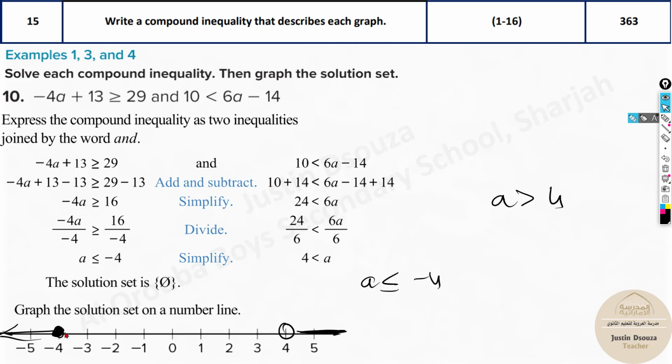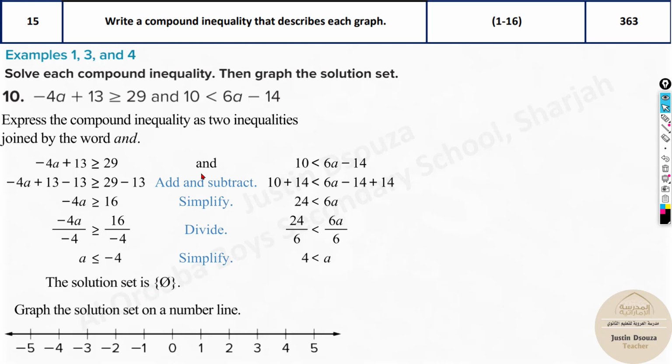In the sense, if you say A is greater than or equal to minus 4 and less than 4, these are all the solutions. But here, A is less than or equal to minus 4 and A is greater than 4. There is no overlapping. There is no solution. This is a null set, because there is no solution which comes in this and this. AND means it must be there in both. Therefore there is no solution. This is a null set, an empty set.